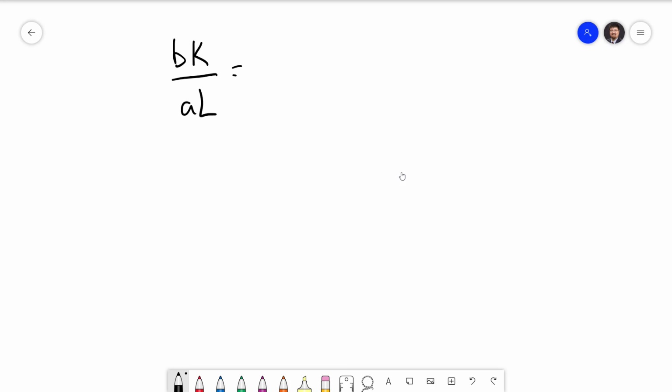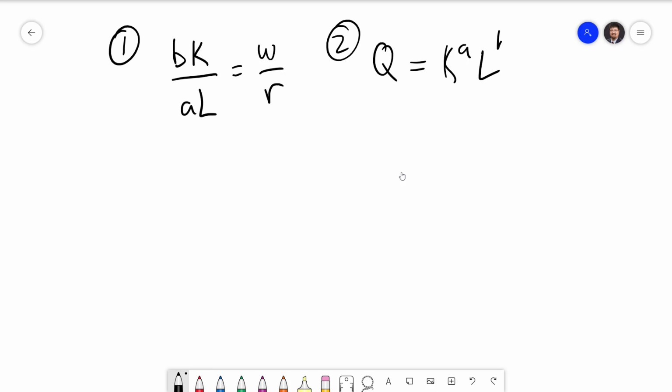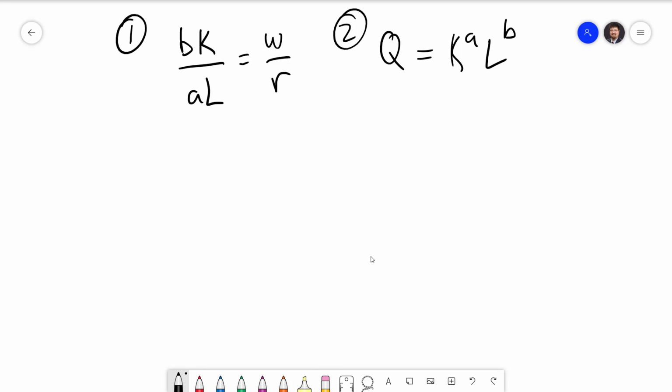In the last video, we showed that the MRTS for Cobb Douglas is BK over AL. To minimize costs, we're going to set that equal to W over R. That's equation number one. Equation number two is that we need to be on our isoquant, corresponding with our target level of output, Q. So Q is going to be equal to K to the A, L to the B. We now have a system of equations with two unknowns, that's K and L, and two equations with which to solve. To illustrate this, we are going to go back to our example Cobb Douglas function, which was f of KL equals K to the 1/2, L to the 1/2.